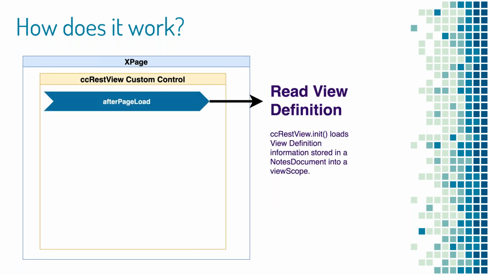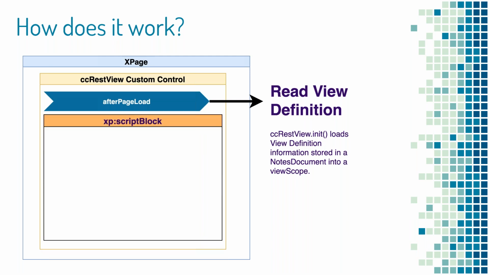So we have our custom control. From a server-side standpoint, in the after page load event, we initialize the view definition. It goes out, finds that view definition document, reads it, brings the information in, holds it in a view scope, and makes it available. And then, of course, we have the script block on there. The way I would describe the view control is a little tiny bit of server-side code and a lot of client-side code. That's where the script block comes in.